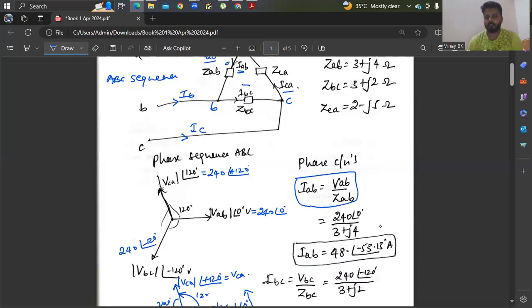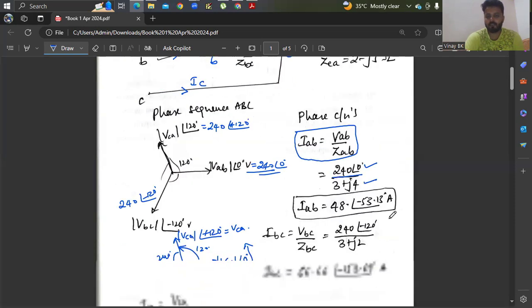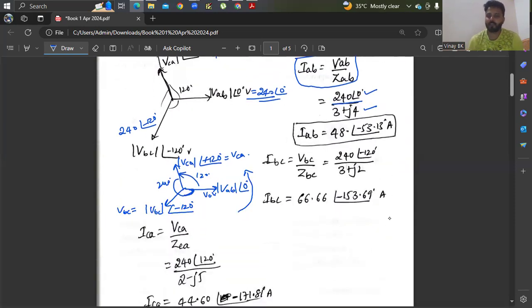Now we can easily calculate IAB, which is VAB divided by ZAB. VAB is 240 at an angle of 0 degrees divided by ZAB, 3 plus j4. Calculate with your calculator in polar form. We get IAB equals 48 at an angle of minus 53.13 degrees amperes. Similarly, IBC is VBC by ZBC. VBC is 240 at an angle of minus 120, ZBC is 3 plus j2. Substitute the values in the calculator and convert into polar form. Then you get IBC equals 66.66 at an angle of minus 153.69 degrees amperes.